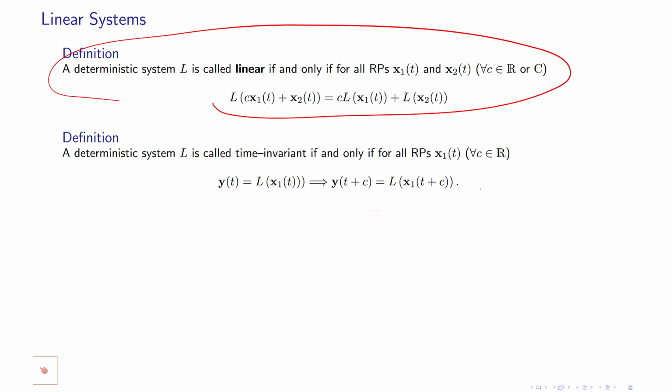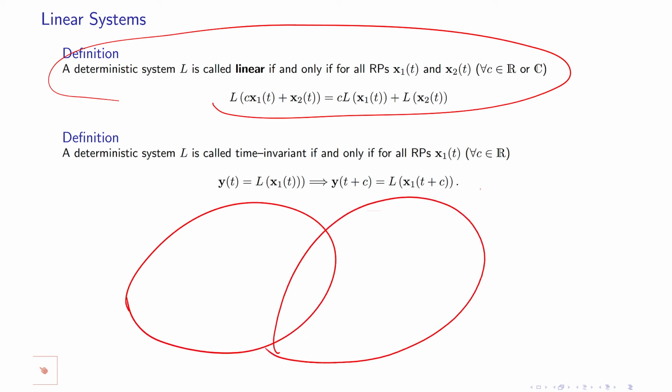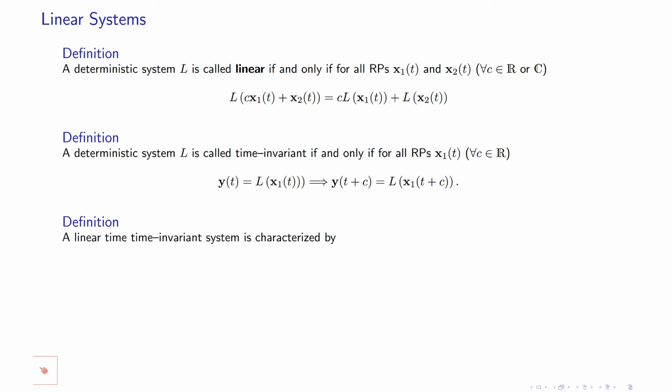reduces the class of systems to those which are both linear and time invariant. So let's say this is the space of all linear systems, and this is the space of all time invariant systems. In the intersection of them, these systems are called LTI, which are both linear and time invariant, and they have a very interesting property: the output can be written as a convolution of the input with something which we call the unit impulse response. So a linear time invariant system is characterized by the impulse response.